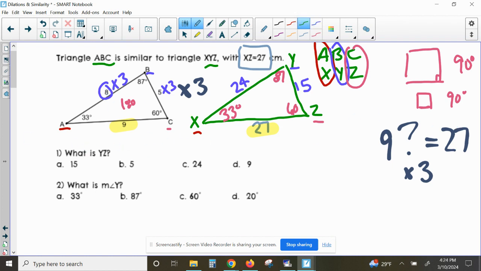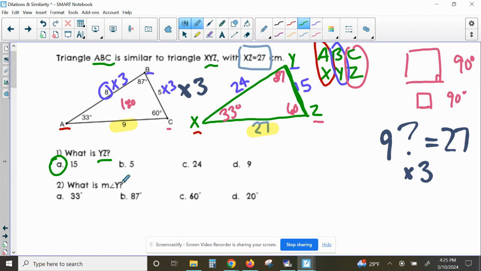So our questions say, what is YZ? Now remember, if it doesn't have the bar on top, that means measure of or length of YZ, or distance from Y to Z. So look at our picture. Where is YZ? YZ is this piece right here, right? And that is a 15. So we're going to be selecting A. That is 15.